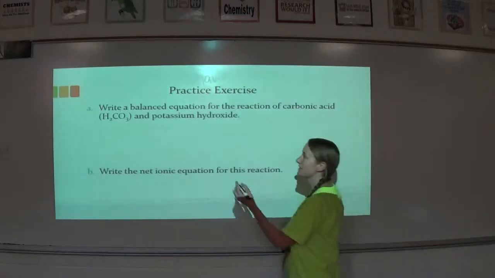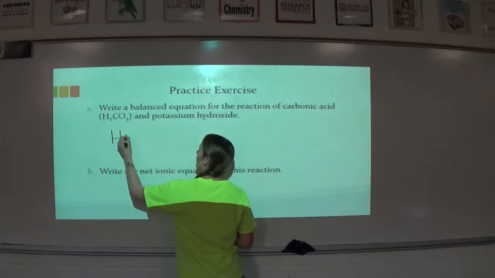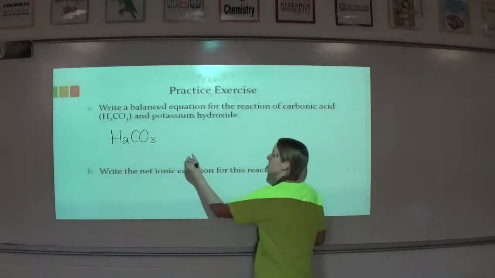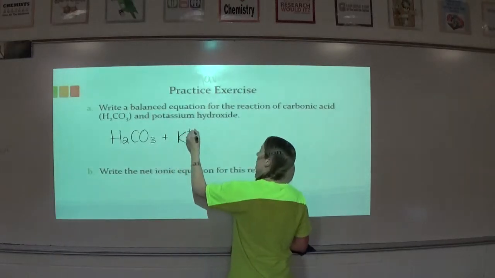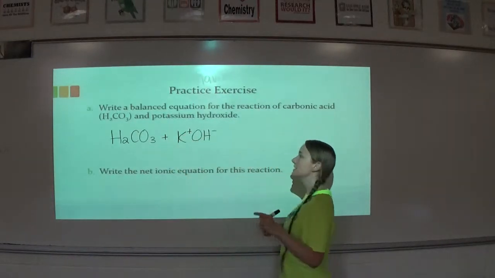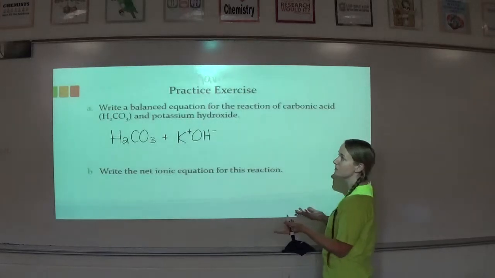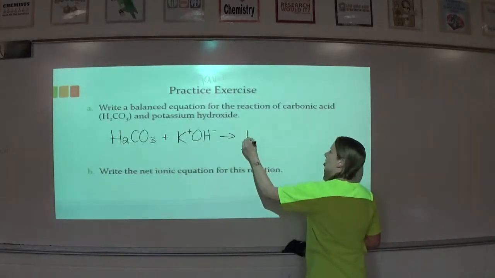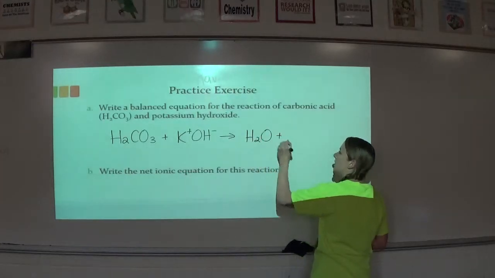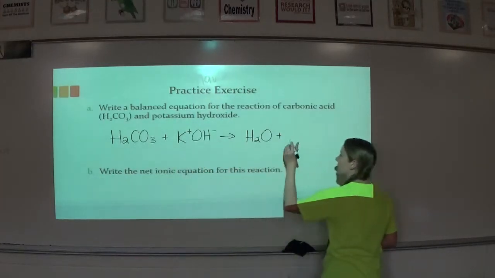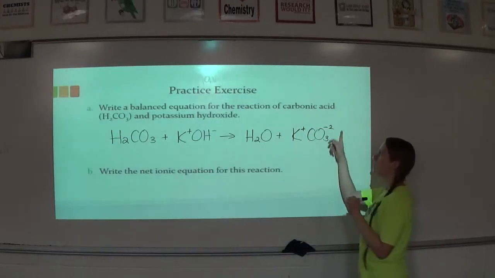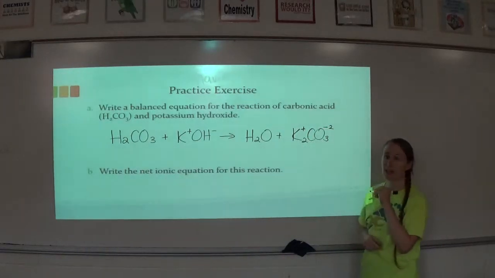So carbonic acid is H2CO3. However, I would expect you to be able to know that without me giving it to you. And potassium hydroxide. So potassium's K plus, hydroxide's OH minus. So those cancel, so we don't need any subscript. So then what's going to happen is my H and my OH are going to go to make water. And my K and my CO3 are going to bond. Well, K is plus, CO3 is minus 2, so that means I need to cross that 2 down like that.